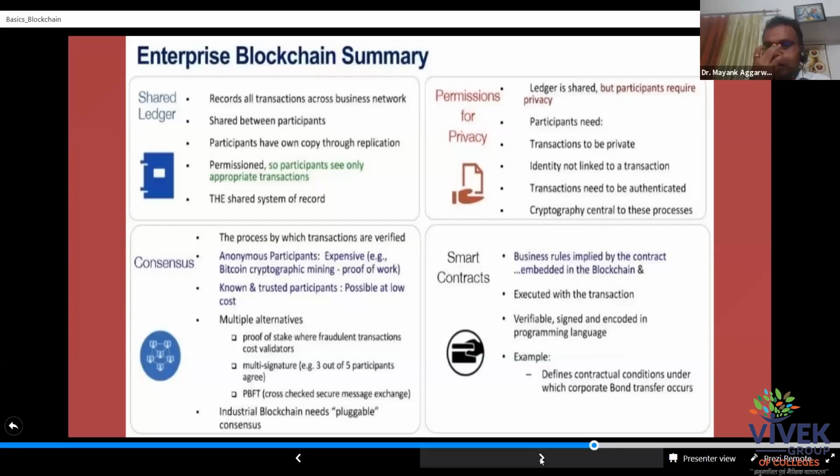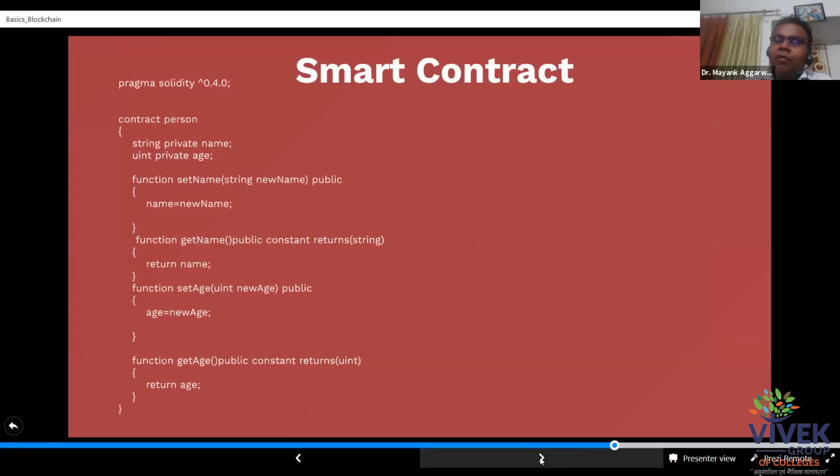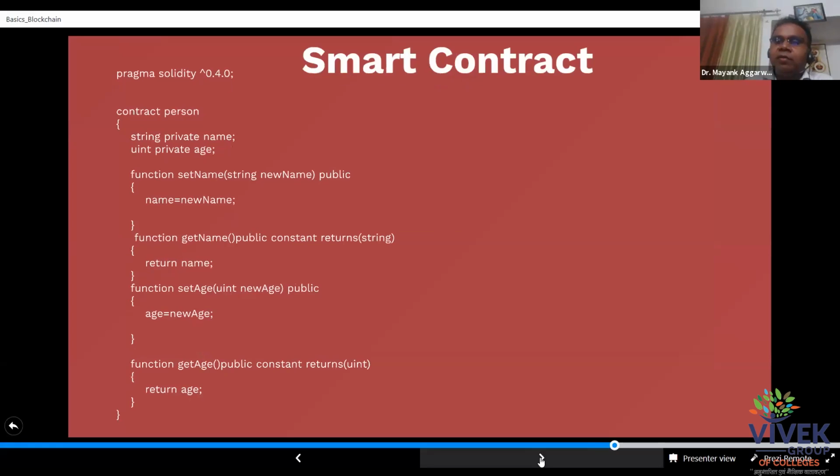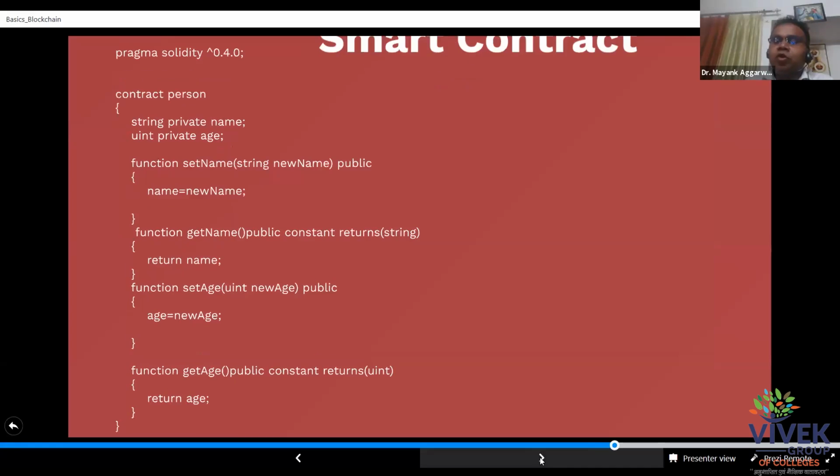This is a small example of how we write code in Solidity. We will not speak on Solidity today, definitely, but I've shared a small example of Solidity.